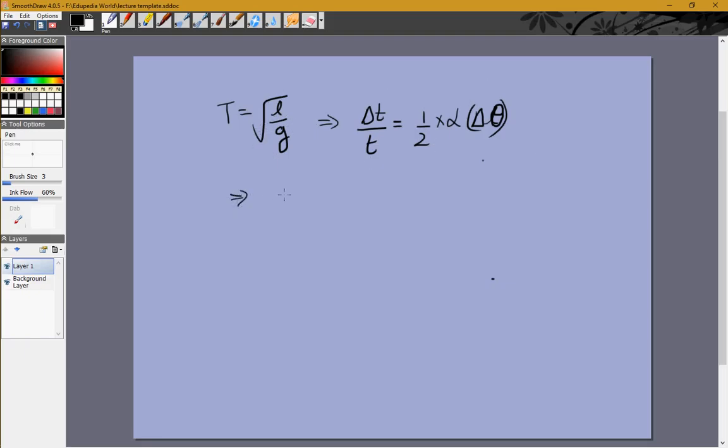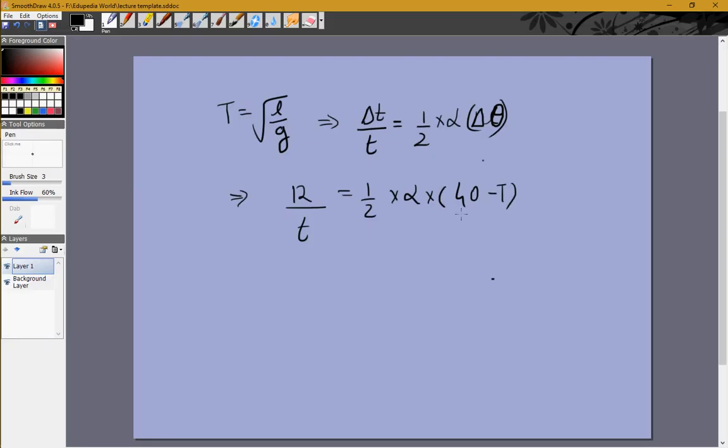So this gives me the first clock loses 12 seconds. If it's losing some time, that means the final value for the number of seconds will be smaller by 12 seconds. That means each interval will have an increased time period. Right, when you lose some time in a clock, that means the time period has increased. So what we can get is 12 by T, where T is the total number of seconds in one day. I'll just leave it as it is for now. This is half into alpha into, now delta theta. We don't know what the initial temperature was. We know the final is 40. So we'll just assume 40 minus t, where t was the initial one.